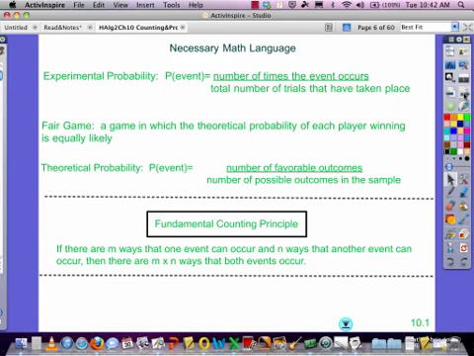Fundamental counting principle, a third piece. If there are m ways that one event can occur and n ways that another event can occur, then there are m times n ways that both events occur. There might be 3 ways for you to walk home and 2 ways to walk from your house to the library. How many possible ways are there to walk from your house to the library? 3 times 2, 6 possible ways.